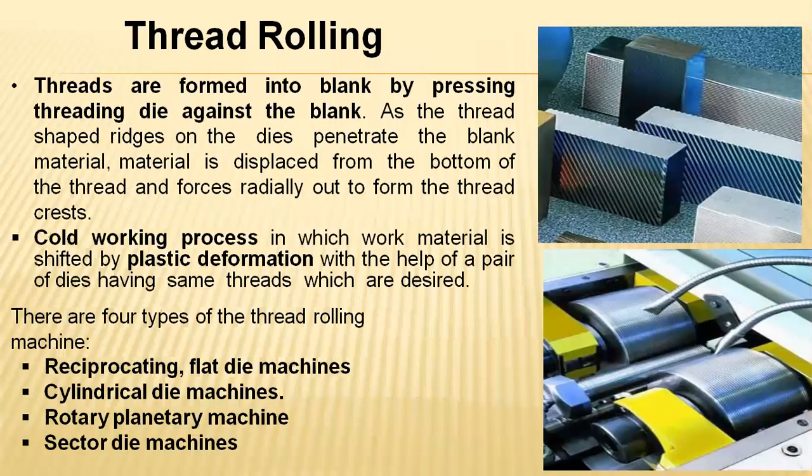Coming to the point of this thread rolling process. Threads are formed into the blank by pressing threading dies against the blank. So the threading dies will be existing. See, these are the threading dies, and a pressing or compressing action will be applied between the two threading dies, and the material will be passed over it.